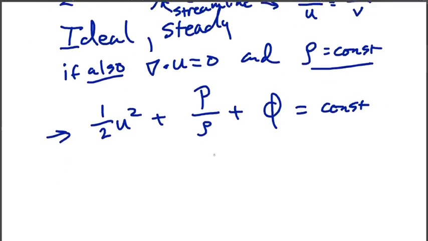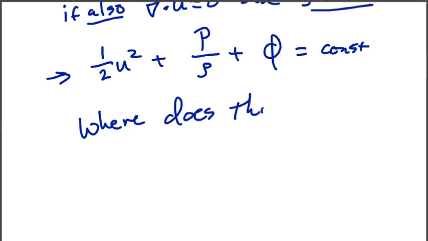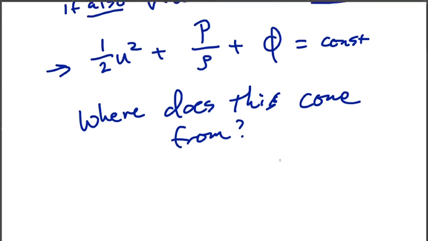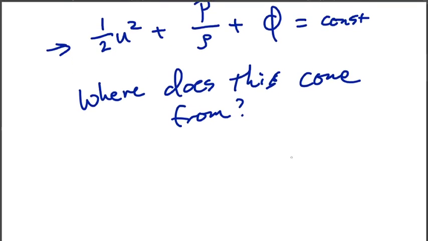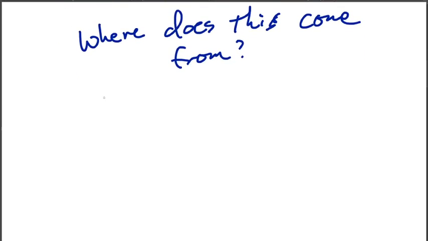So where does it come from? How do we understand this constraint? How do we understand this so we develop confidence in it? Well, given the fact that it's for ideal flows, you might correctly guess that it comes from the Euler equation. So let's write the Euler equation up.